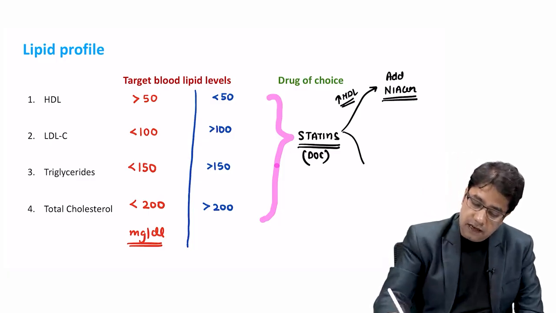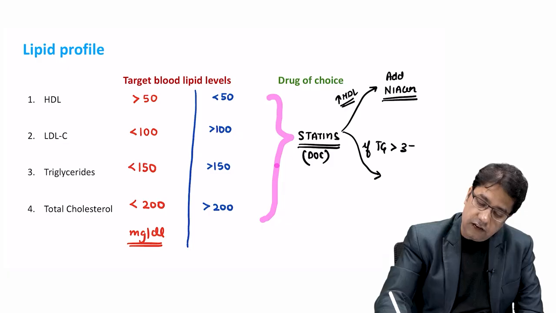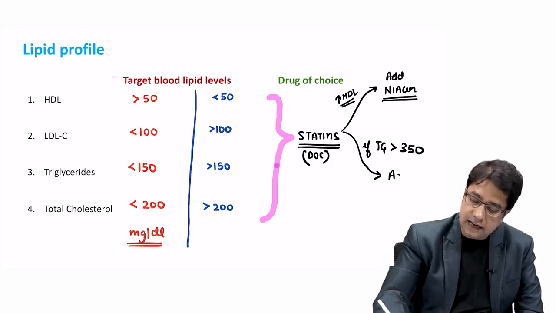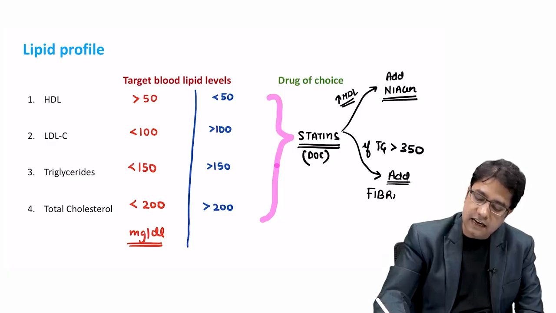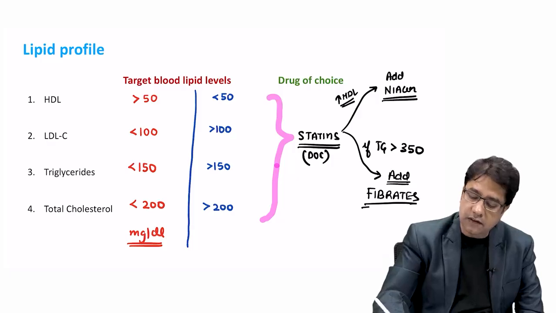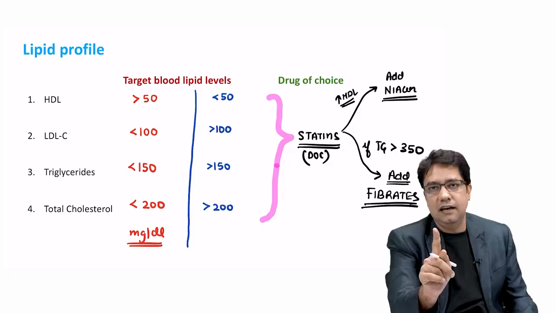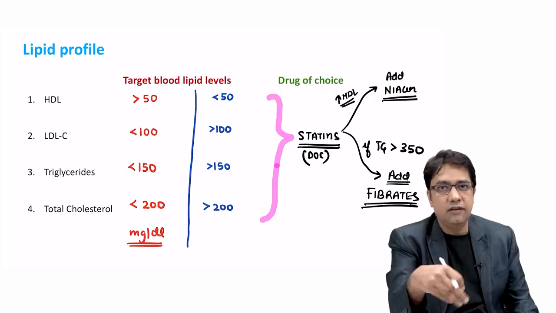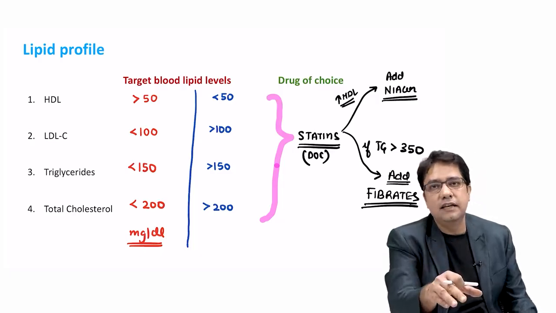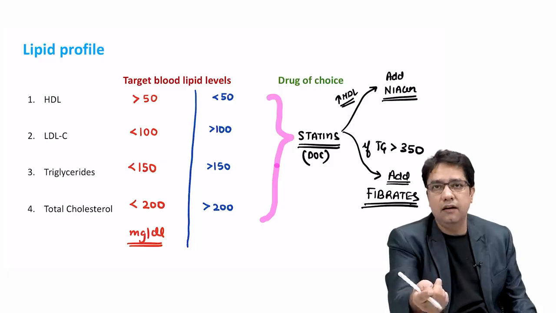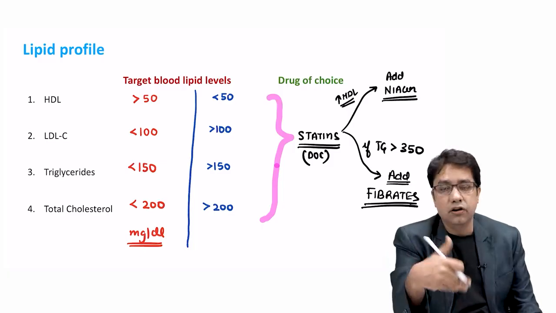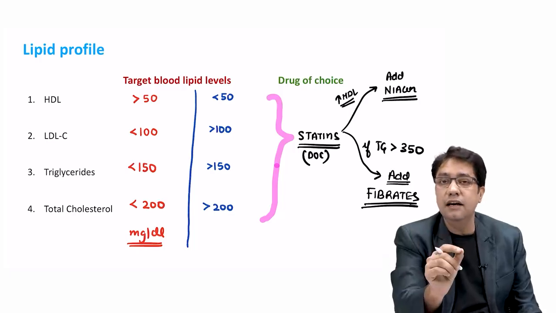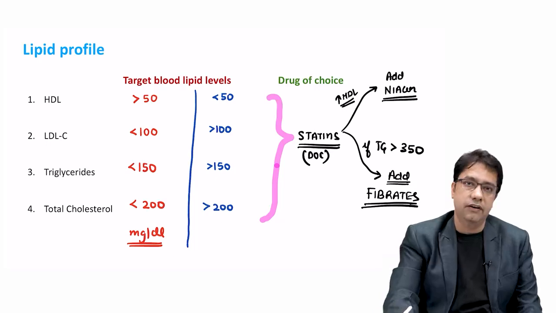Second point, if the triglyceride level is more than 350, in this case, add fibrates. So even if the patient has raised triglyceride level, we first start with statins. Okay? And if the triglycerides are not controlled by statins and it is more than 350, then we add fibrate, because above 350, there is a sudden increase in the risk of acute pancreatitis.